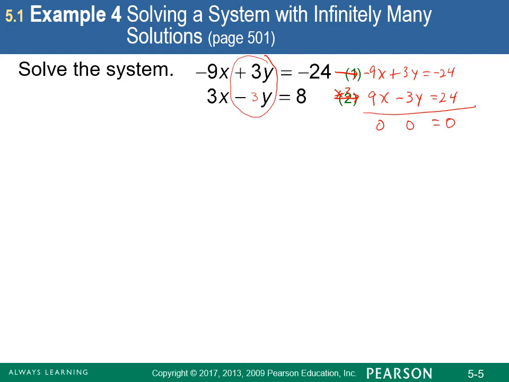No x's or y's in the bottom line. There is, however, this statement, which is always true. Which means, as you can see in the instructions, there are infinitely many solutions. We'll just put infinite.